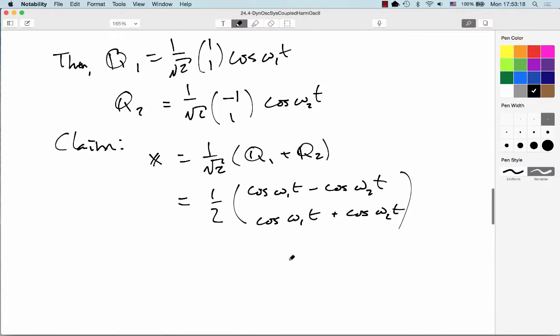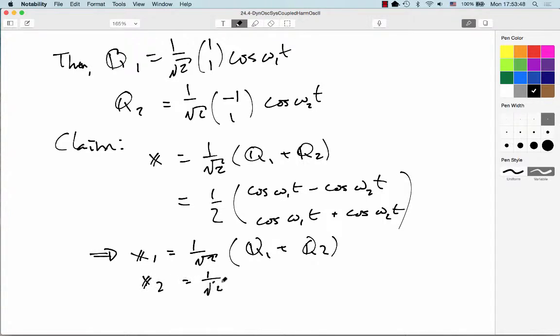All right. So we can then conclude that our x1, sorry, is 1 over root 2 (q1 plus q2), and our x2 is 1 over root 2 (q1 minus q2). All right.